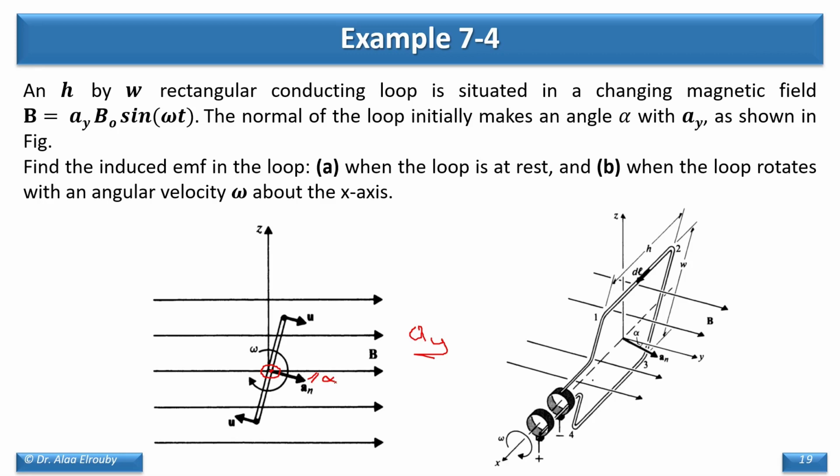alpha. We would like to calculate the induced EMF. Under the first condition, a_n is making an angle alpha with a_y, and the loop is stationary. Number two is the case when the loop is rotating with angular velocity equal to omega.